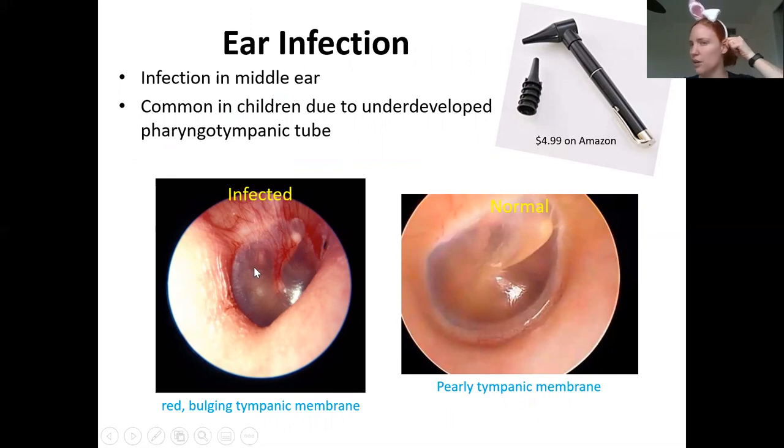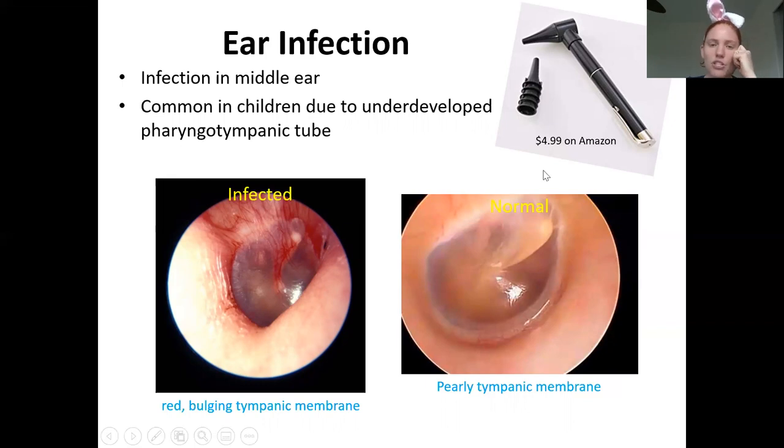So what you want to do is take the auricle, the ear flap here, pull it up and out, and that just straightens out the external acoustic meatus, and stick this in. Just make sure that you don't stick it in too far, because if you do, you can damage the tympanic membrane. So pick it up and out, and then just look in and gently move in a circle.